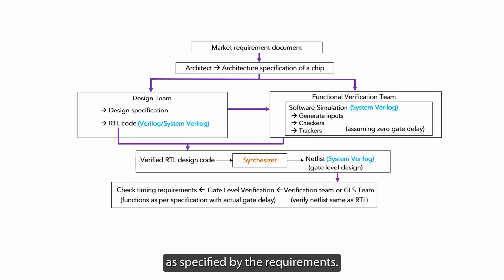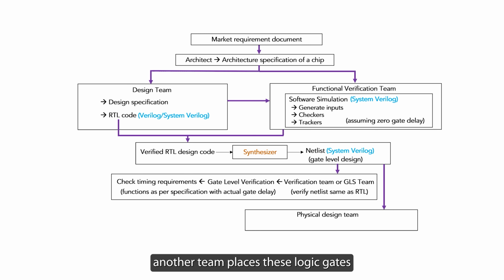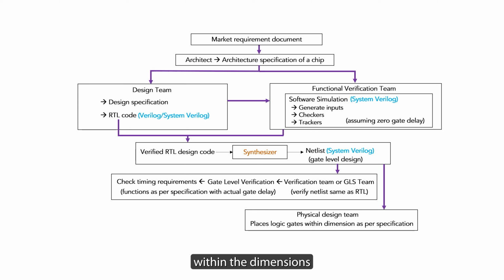At the same time, another team places these logic gates within the dimensions as defined by the specifications of the chip. For example, the dimensions could be 10 mm by 10 mm. This process is called the physical design of the chip. The members of the verification team verify that the physically laid out gate-level design functions as per the specification and that this design meets the timing requirements.